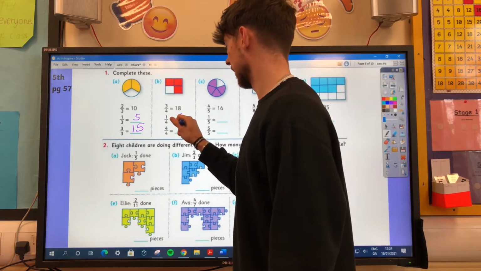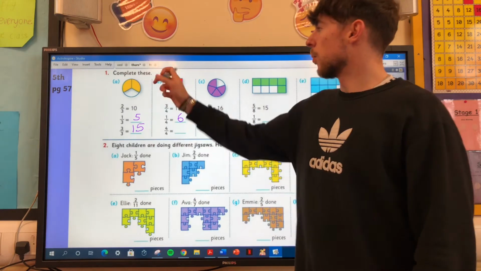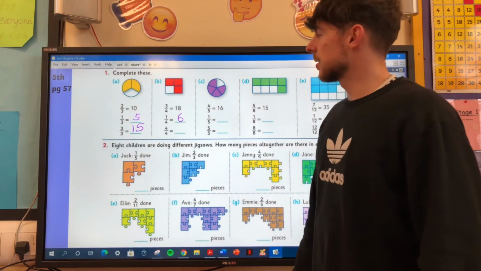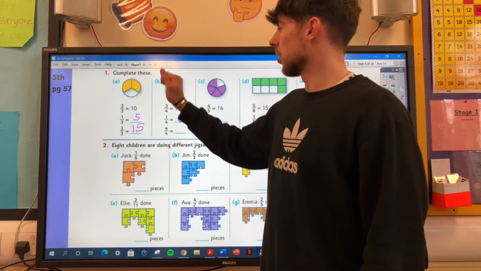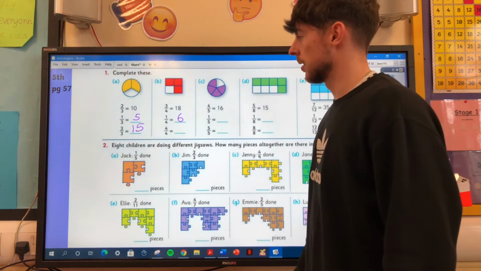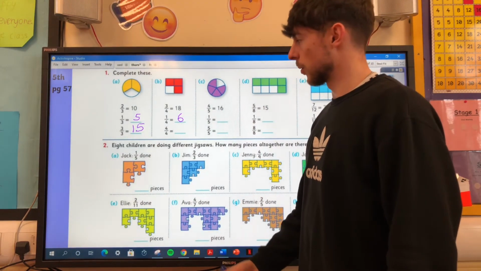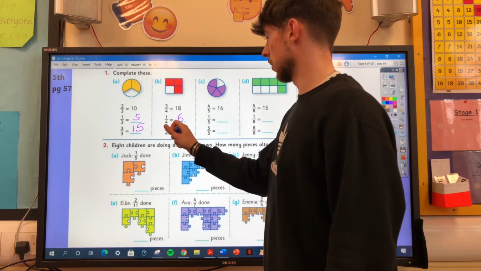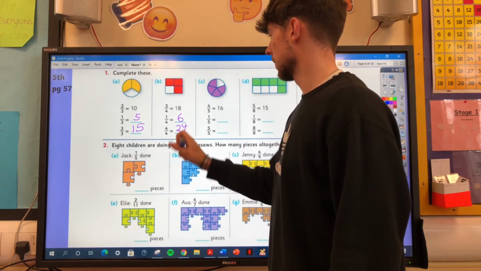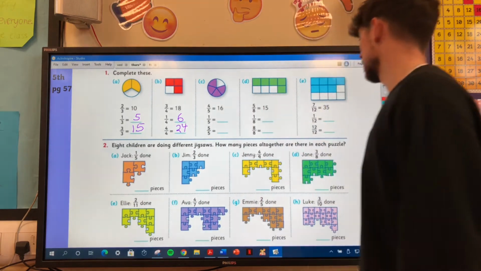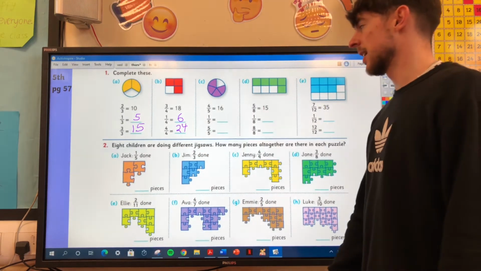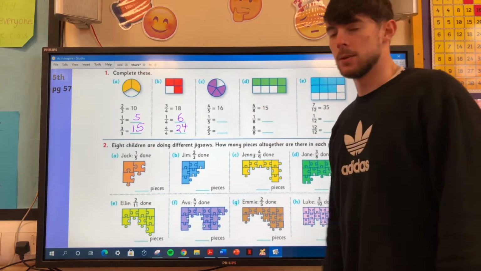6, alright, 6. Okay, so if one coloured square is worth 6, how much is 4 coloured squares? The whole thing. It's worth 4 by 6, 24. Okay, so do the same logic with all the rest of them. So find one first and then find the whole amount, alright?